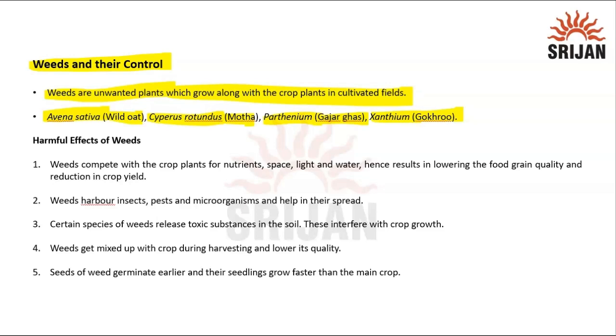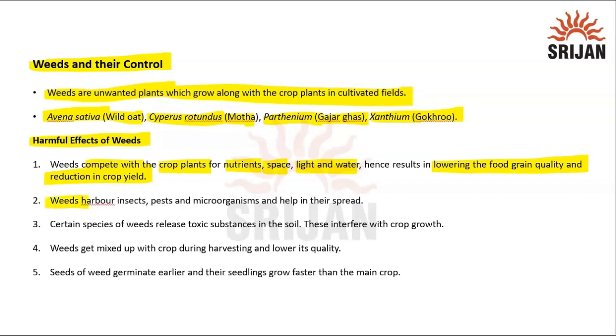Now we say that these weeds are unwanted plants, and one harmful effect I already told you, but we can discuss other harmful effects as well. Because they are plants, they will compete with the crop plants for nutrients, space, light and water. So obviously what will happen? It will lower the food grain quality and reduce the crop yield. You can understand here we are talking about plants, so they will fight for the same things at the end.